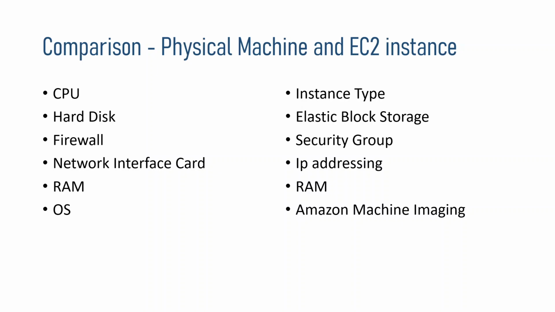In EC2 we gave a location of Mumbai, and there we saw 3 different zones. We selected the A zone, right? That is the thing which I am referring to here. Both have the RAM. In a physical machine we will be installing the OS. Here in EC2 they refer to it as AMI, Amazon Machine Image.